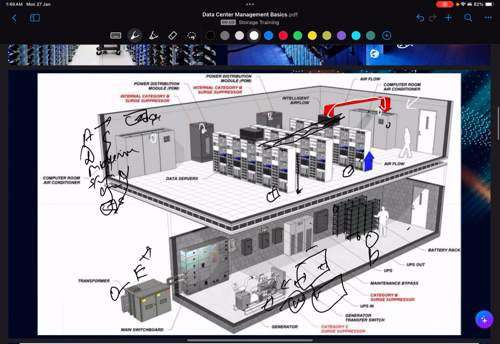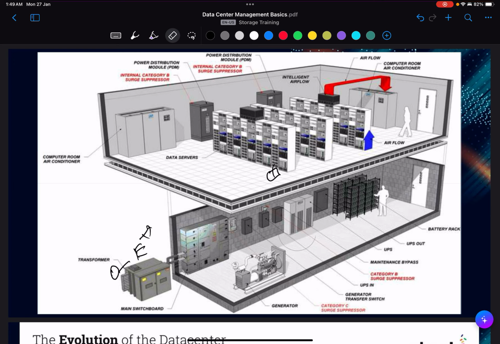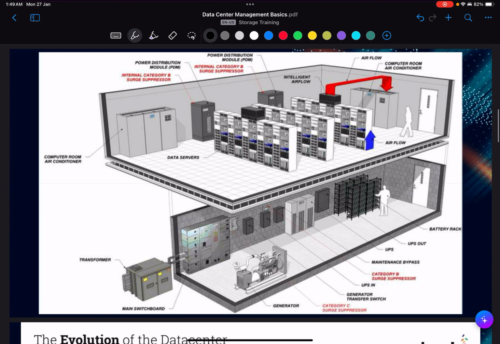So this is the picture of that which I was discussing earlier. So this particular picture, you can see that there are two architectures there. One is the data center room, and one is the power room. So in the data center room, if you can see here, it is a small data center. There are three rows and 10 racks.